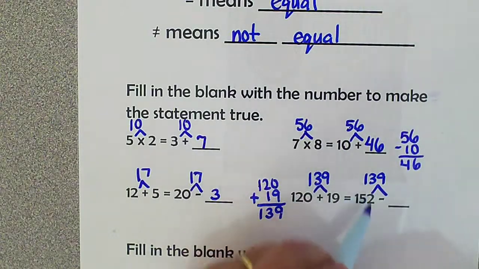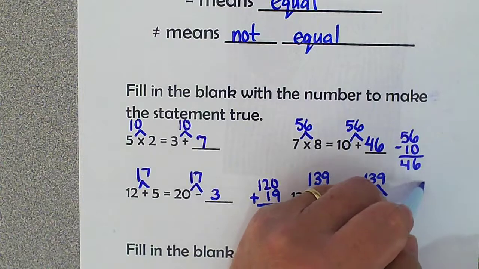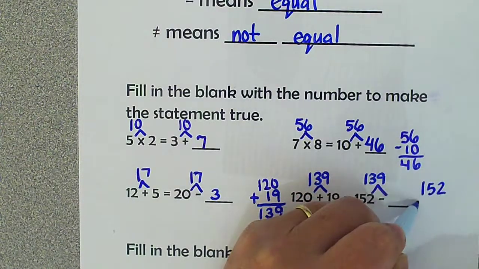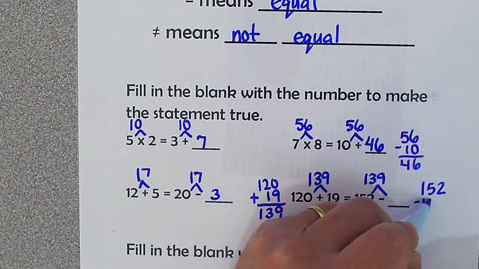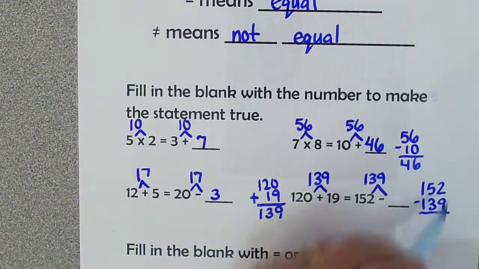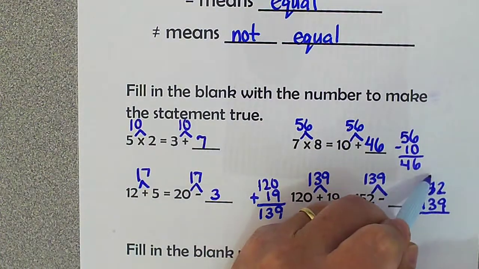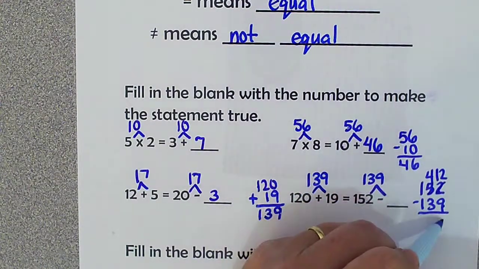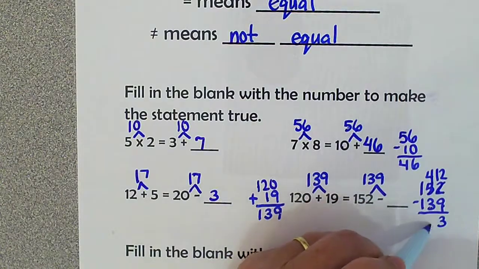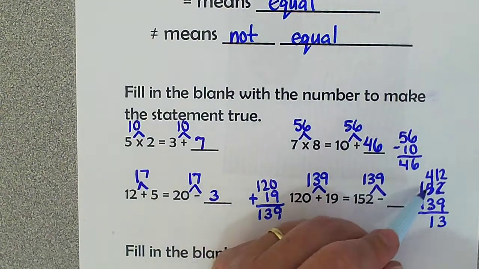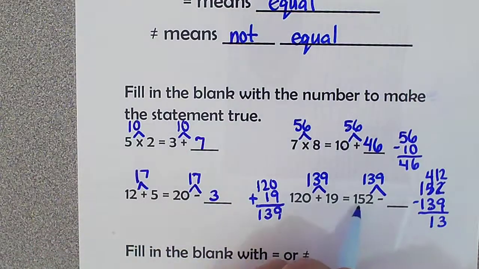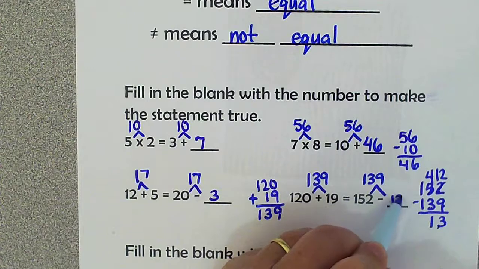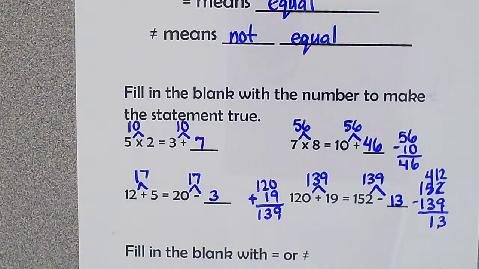The quickest way to find out my answer is to take the larger number, 152, minus 139. So that's what we're going to do. 152 minus 139. 2 minus 9 won't work. We're going to borrow from the 5. The 5 becomes a 4. My 2 becomes a 12. 12 take away 9 is 3. 4 take away 3 is 1. And 1 take away 1 is 0. So if we subtract 13 from 152, we would land on 139.